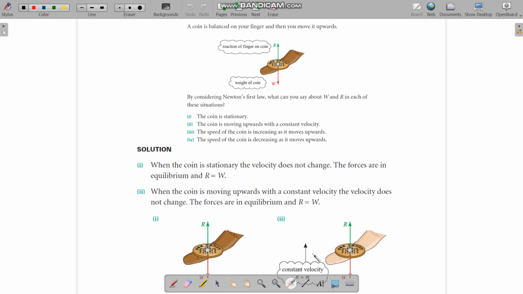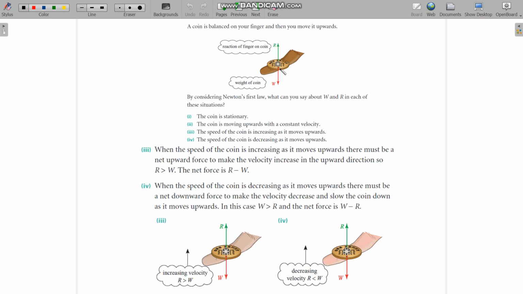So when the coin is stationary, there is no acceleration, of course. Sigma F equals 0, so the R must be equal to W because there is no resultant force. When the coin is moving upwards but with constant velocity, means again there is no acceleration. So although it is moving, sigma F equals 0 and there's no resultant force, R must be equal to W.